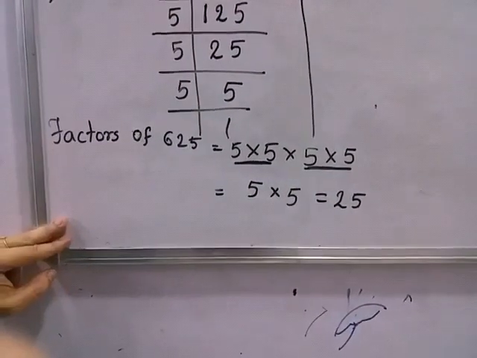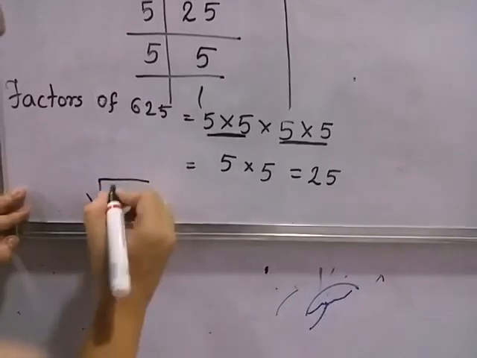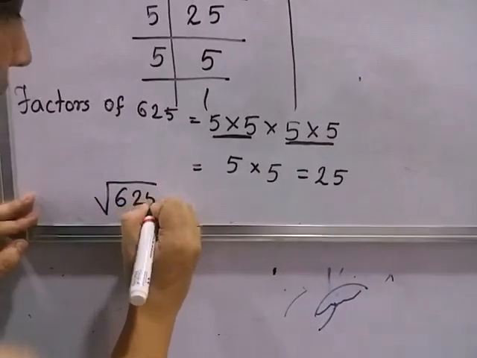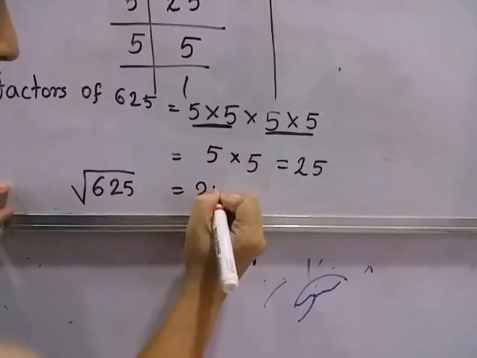Now here the last step is more important. We are going to find the square root of 625. So I will write down the square root sign, and inside that we have to write 625. So it is called the square root of 625, and it is how much? 25.